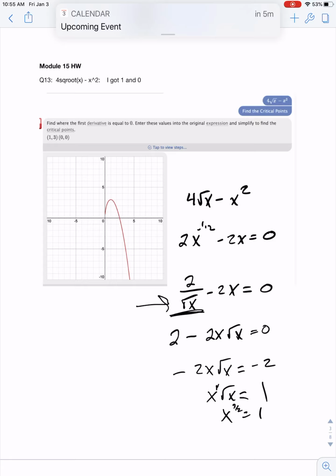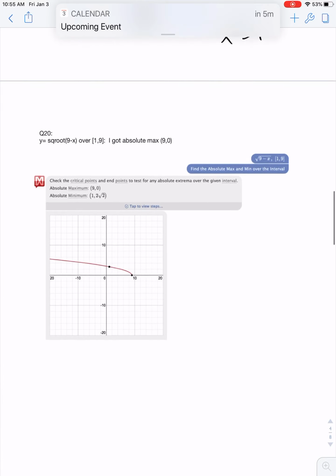So if you continue to solve by rearranging this, what I did is I multiplied everything by square root of x. I multiplied this by square root of x, I multiplied this one by square root of x, and I multiplied this by square root of x. And that's how I arrived at this equation, and then went ahead and solved it for x. So x equals 1 is correct on that, just not the 0.